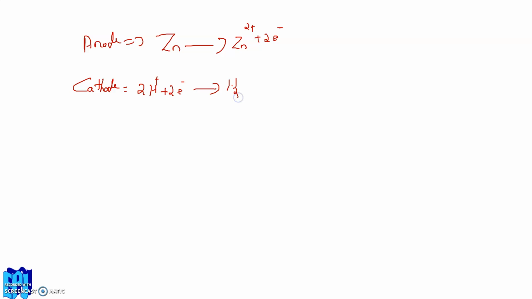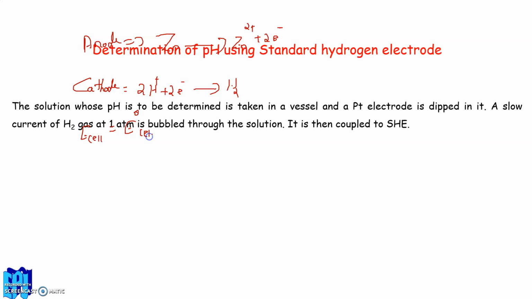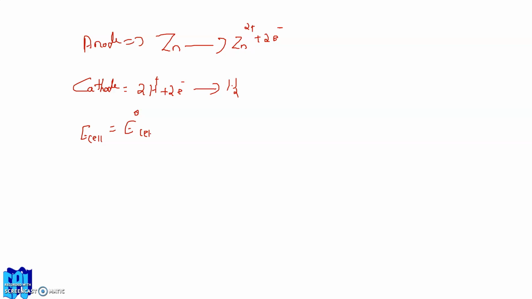The reactions can be written as follows. The anode reaction is Zn gives Zn 2 plus plus 2 electrons. If the cathode is SHE, the cathode reaction is 2H plus plus 2 electrons giving H2. So we know that E cell is equal to E cathode minus E anode. Here the E cathode is SHE, and its value is 0, minus E anode, which is E Zn.